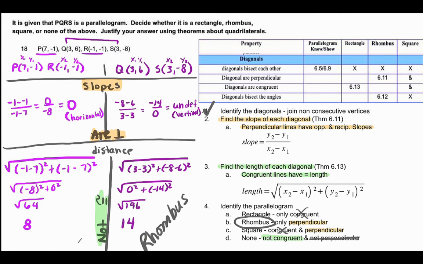So take your time through the calculations. Slopes to check for perpendicular, distance to check for congruence. So our congruence will be for the rectangle, our perpendicular for the rhombus, and a square requires both of them.